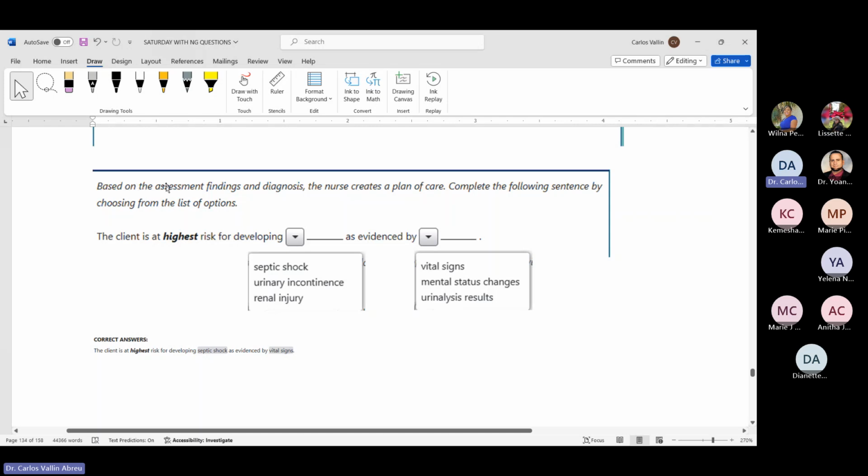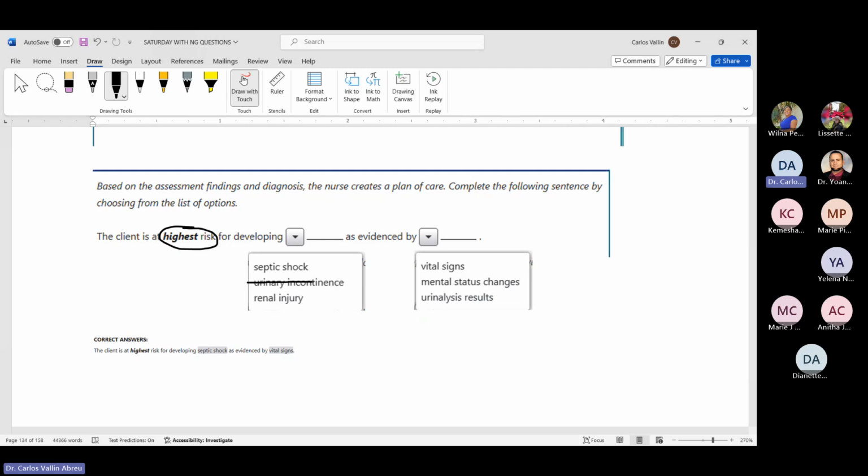So based on the assessment findings and diagnosis, the nurse creates a plan of care. Complete the following sentence by choosing from the list of options. This kind of question is very common in the clinical scenario. So in this question, the client is at highest risk for developing, and then we need to choose between these three: septic shock, urinary incontinence.